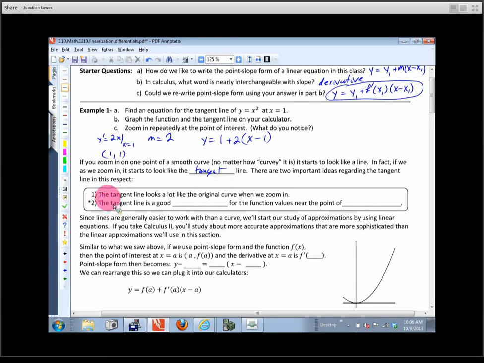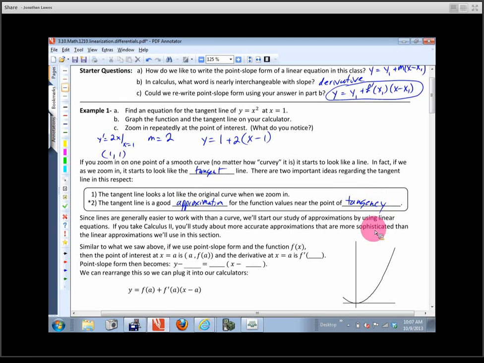There are a couple of important points we want to comment on right now. It says the tangent line looks a lot like the original curve when we zoom in. Well, no duh, you've probably been doing this since you had a graphing calculator. But here's the more important part: the tangent line is a line that provides a good approximation for the function values near the point of tangency.